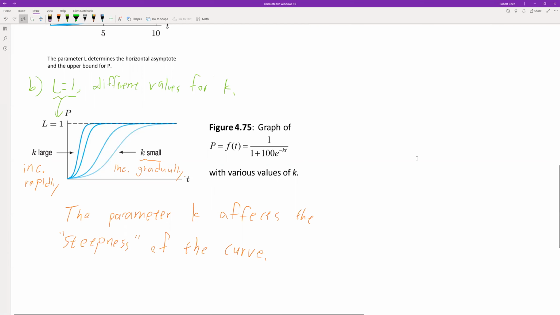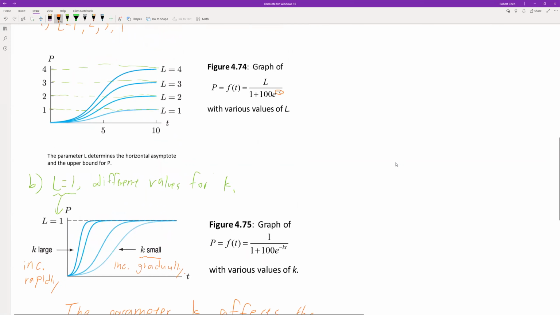Now, notice that in these two examples, the functions are always increasing, whether slowly or fast, but always increasing. So a logistic function is always increasing.